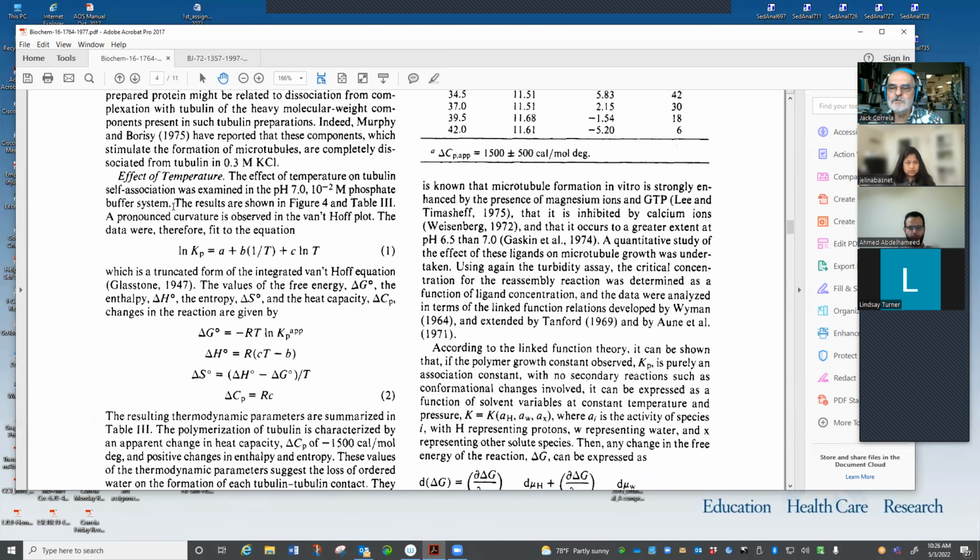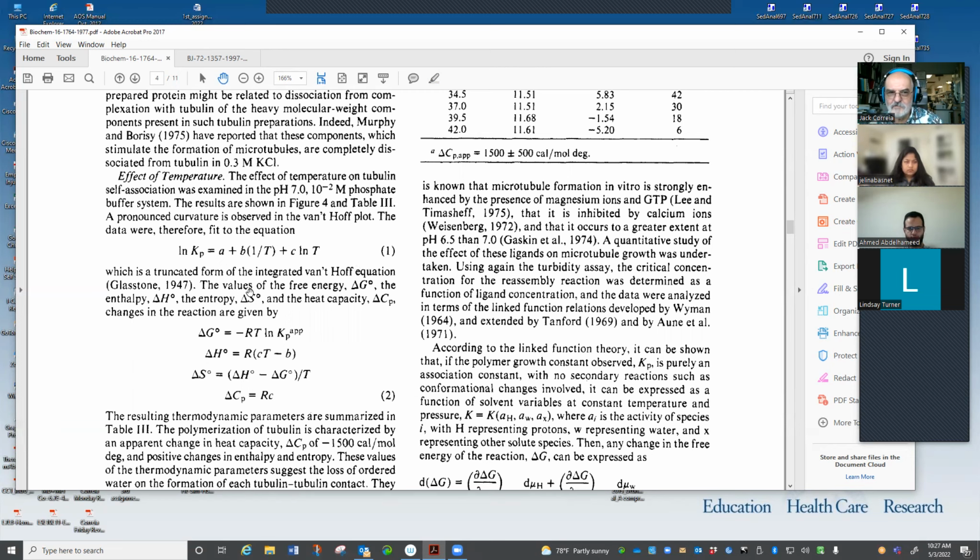So the first variable that they look at in some detail besides buffer is temperature. And what they describe in this section is how you write out a Van't Hoff plot. You and I have talked about Van't Hoff plots a lot, but we're going to do a lot more of that today and next week. And the Van't Hoff plot is usually written in terms of 1/temperature. And you know you get an enthalpy and an entropy out of it. But if there's a curvature, you need another term. And that other term is a measure of the heat capacity.